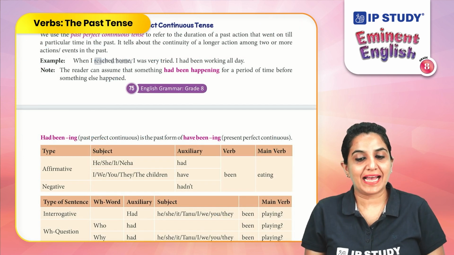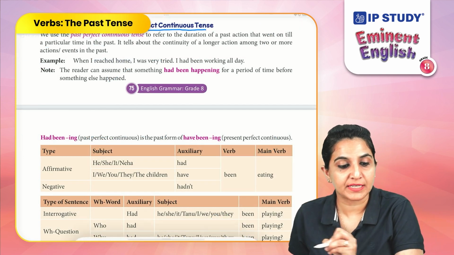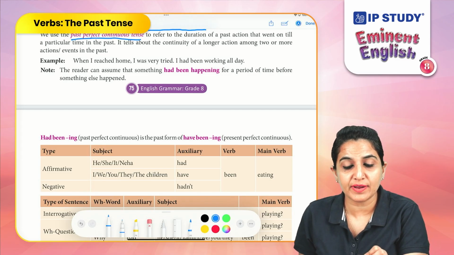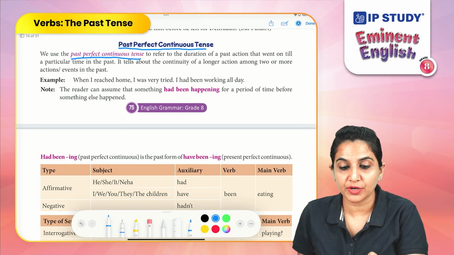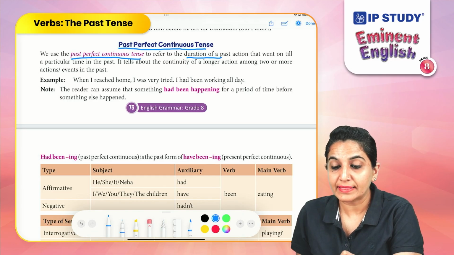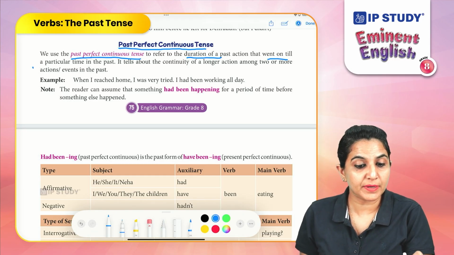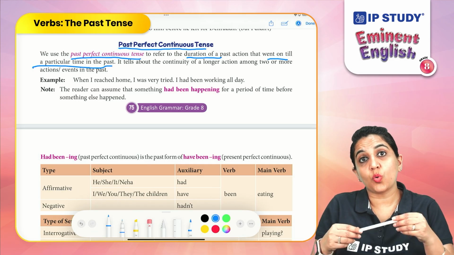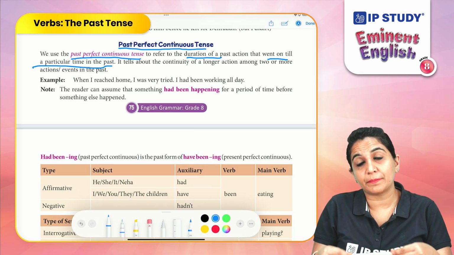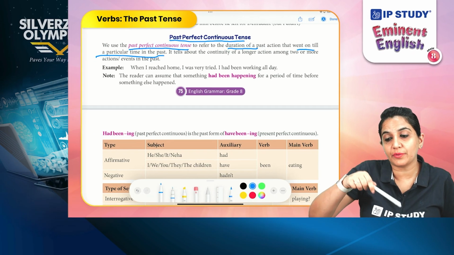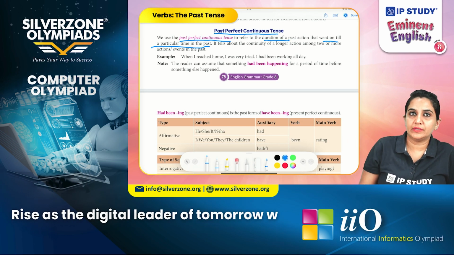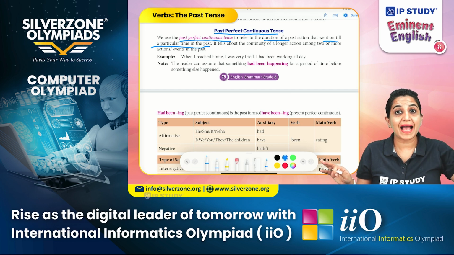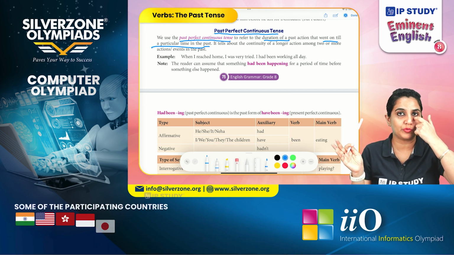Now let us understand past perfect continuous tense. We use past perfect continuous tense to refer to the duration of a past action that went on till a particular time in the past. That means something was happening in the past, continuing in the past till the particular time. That means one of the actions was happening continuously in the past before the particular time.